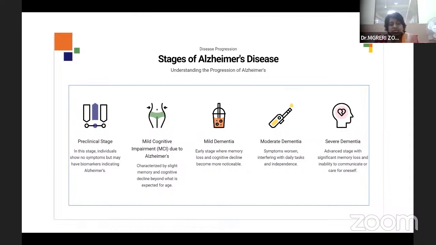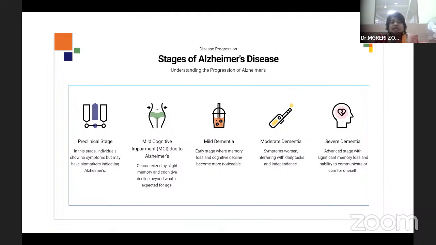The next is mild cognitive impairment due to Alzheimer's. What does this stage lead to? It is characterized by slight memory and cognitive decline beyond what is expected for age. Everybody will forget something, but when the cognitive decline and memory loss go beyond what is expected for your age, at that time we have to realize that something is happening in our body. We should go and meet the clinician.